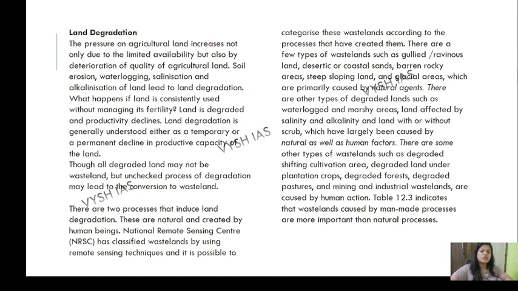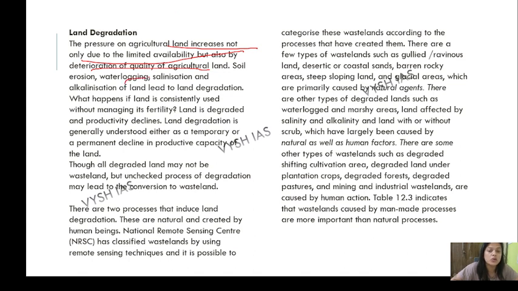The pressure on agricultural land increases not only due to limited availability but also by deterioration of quality of agricultural land. I need not explain anything in this chapter, and there's a reason behind it. All these chapters we are going to read in detail in another book which we are left with, and that book is also not more than 10 lectures. We are going to complete it so smoothly. So stay connected, do not go anywhere.